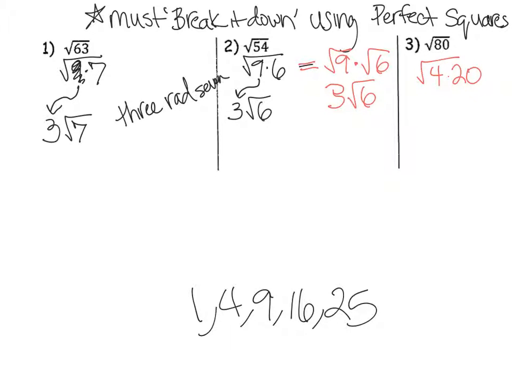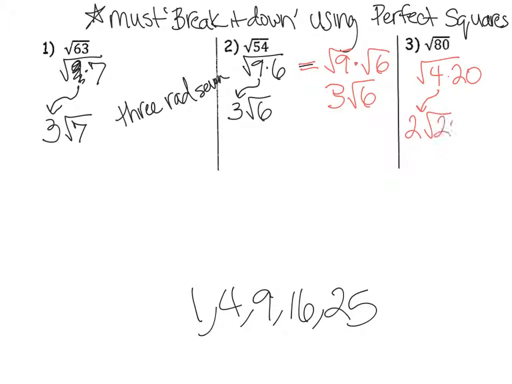Okay, so 4 is my perfect square, right? So 4 will come out. What's the square root of 4? 2. So 4 becomes a 2, and it's out.